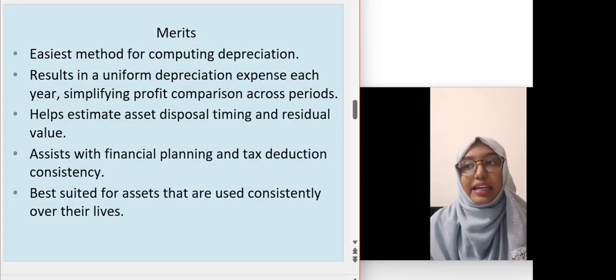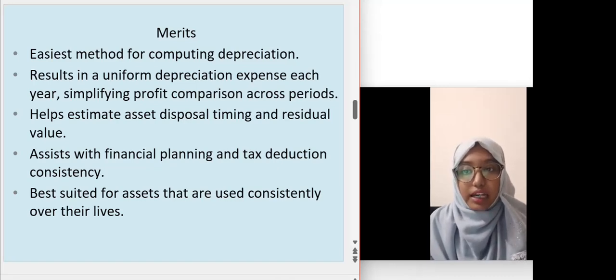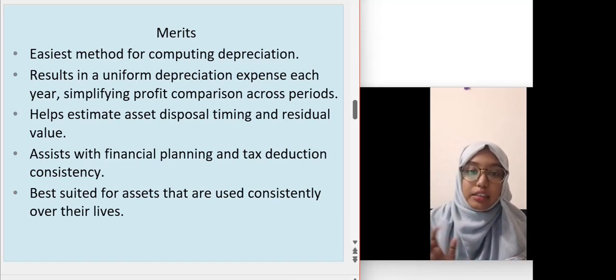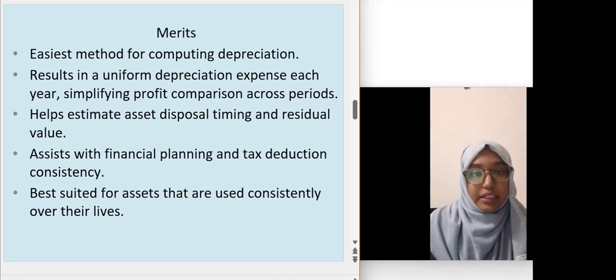We will now see the merits of the straight line method. It is one of the easiest methods for computing depreciation. It results in a uniform depreciation expense every year, so it simplifies profit comparison across the asset life. It helps estimate the asset disposal timing and the revenue value. It assists with financial planning and tax deduction consistency. And the last benefit is that it is best suited for assets that are used consistently over their lives. So these are the benefits why depreciation under the straight line method is most preferred by the majority of companies.